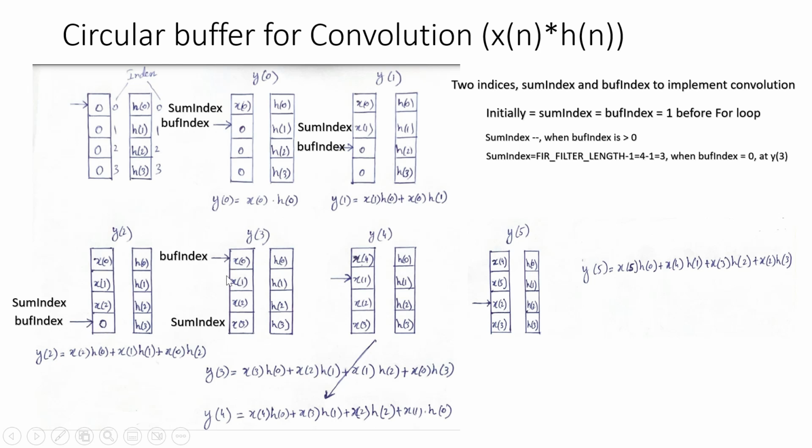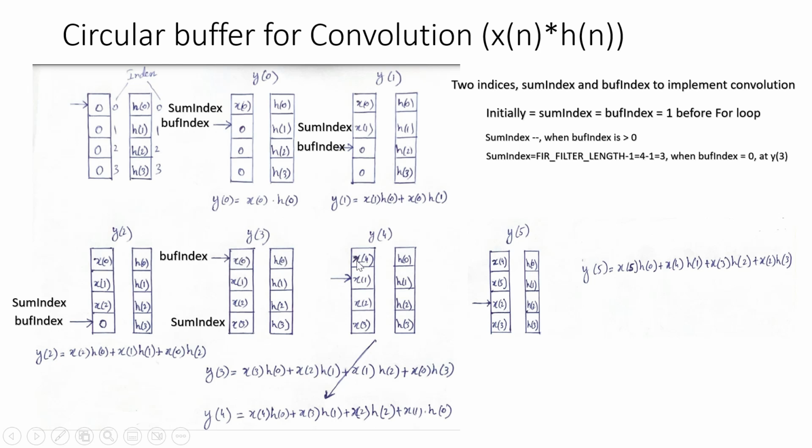When the next sample comes, it will be written here, and then my buffer index will be incremented. Because this is a circular buffer, when I increment this one, it will go to the start of the array. So now my next sample will be written here. My buffer index is pointing at this position, so the next sample will be stored at this point.